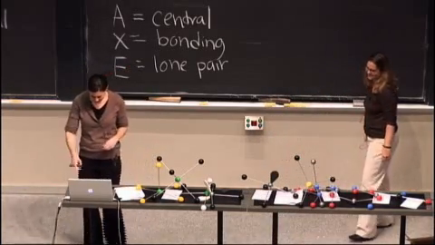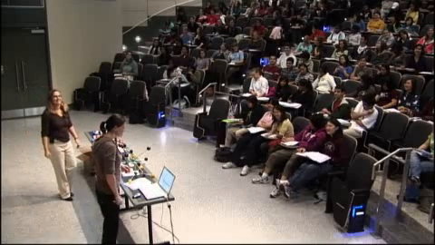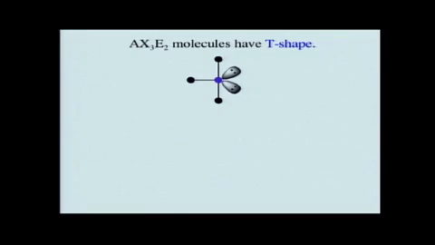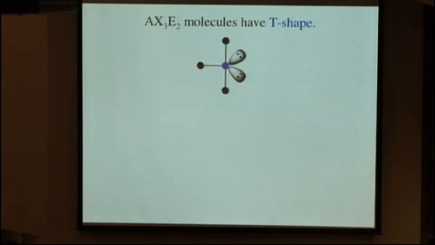All right, so seesaw, we've got seesaw. Just to point out a few more shapes, we took one out. We replaced one bond with a lone pair in terms of seesaw. If we have AX3E2, now we have two equatorial lone pairs. This is called the T shape. T-shaped.